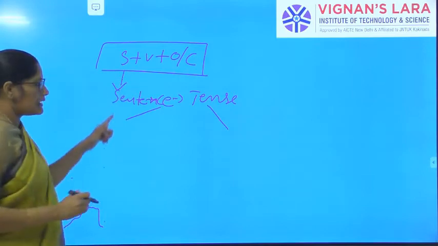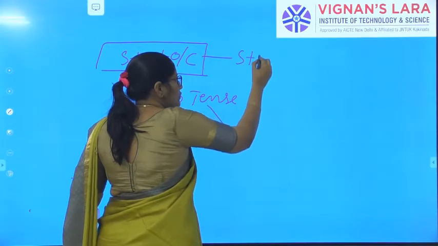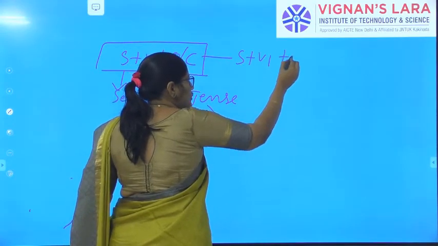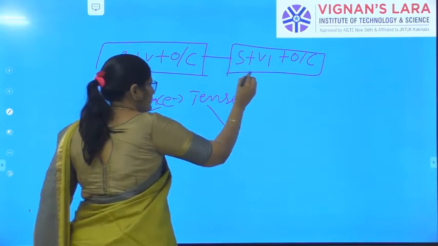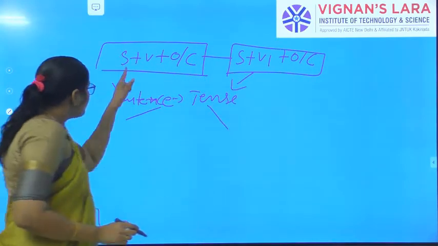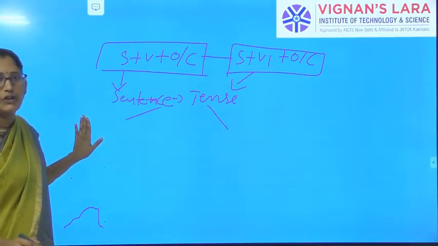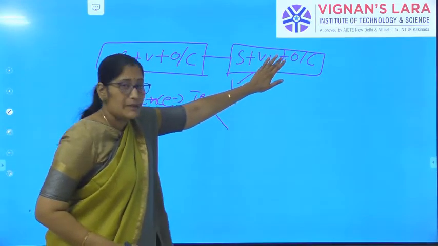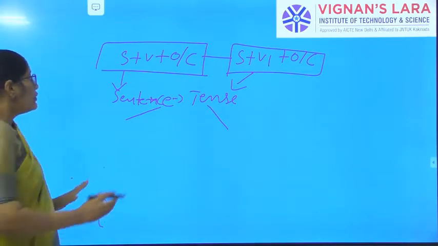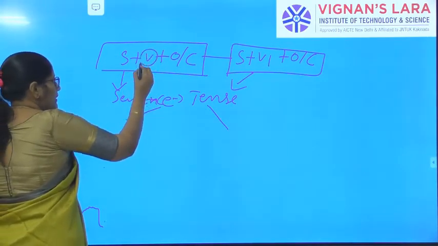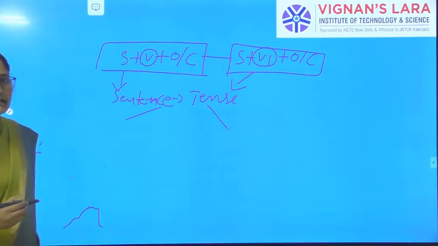This is the sentence structure. But subject plus V1 plus object or complement is the tense structure. So this is the base: subject plus verb plus object or complement is the sentence structure, and subject plus V1 plus object or complement is the tense structure. The only thing is that the verb will be changed. That's what we discussed a few minutes before.